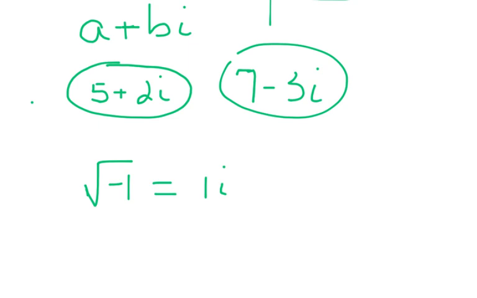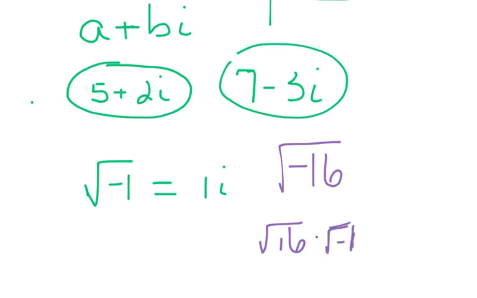So for instance, if I had square root of -16, this is going to be equivalent to 4i, because square root of 16 times square root of -1, square root of 16 is 4 times square root of -1, which is i. Okay, so it is the square root of -1.